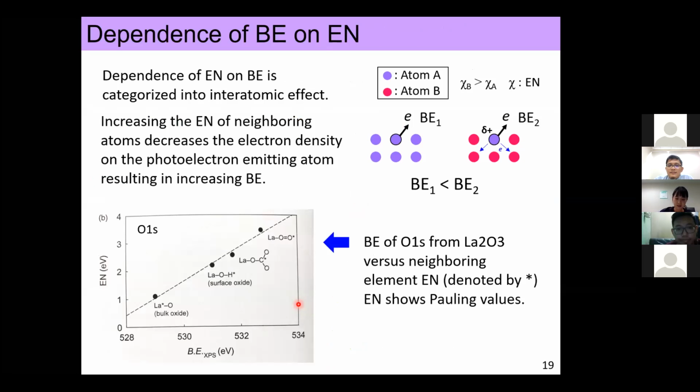When you compare BE and electronegativity of neighboring atom of photoelectron emitting atom, you may realize that as electronegativity, En, increases, binding energy increases. So this is binding energy of oxygen 1s spectrum of each oxide material.